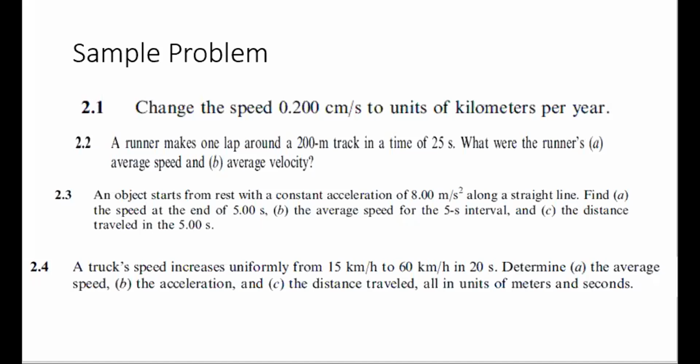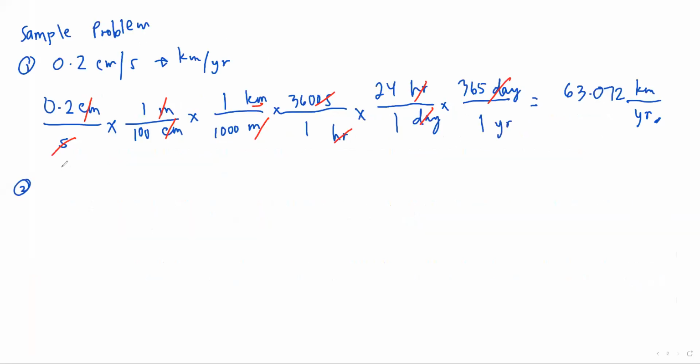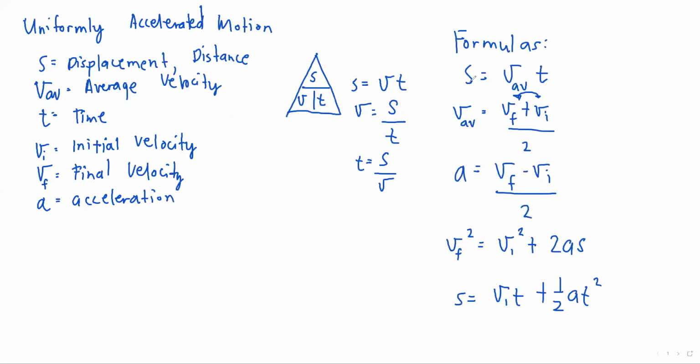Number 2. So, meron tayong total distance, 1 lap, S equals to 200 meter, and time taken equals to 25 seconds. Okay, so find the average speed and average velocity. We have this formula na S is equals to average velocity multiplied by time. Okay? So, ayan.